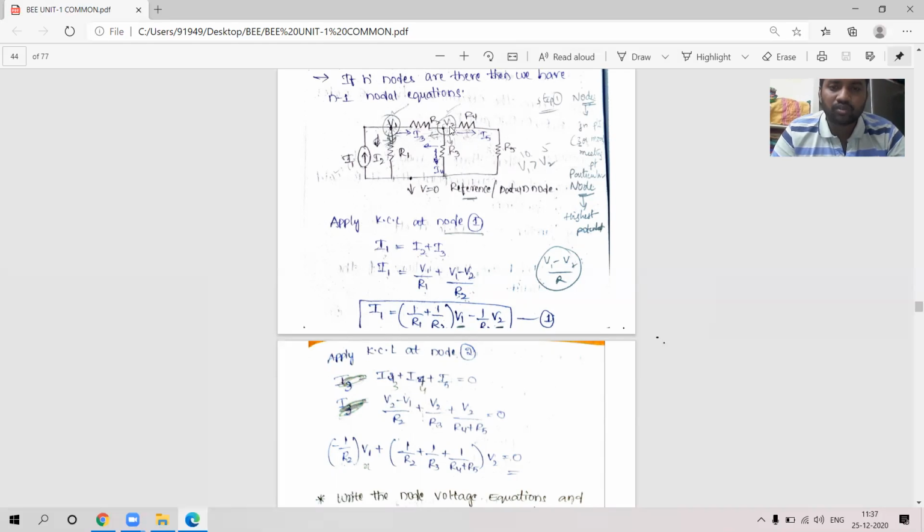So V1 and V2 will be the two nodes, and V equal to 0 is the reference node. We can call it the datum node. Reference or datum node, whose potential is always 0.